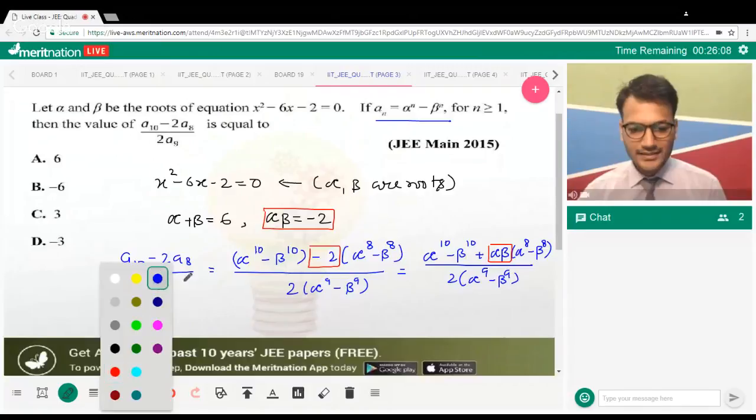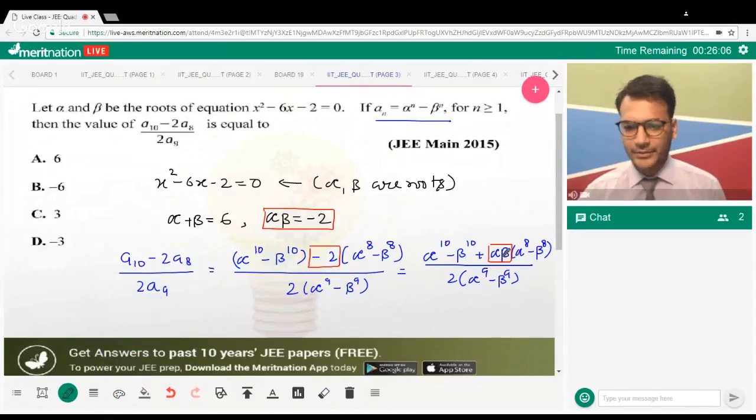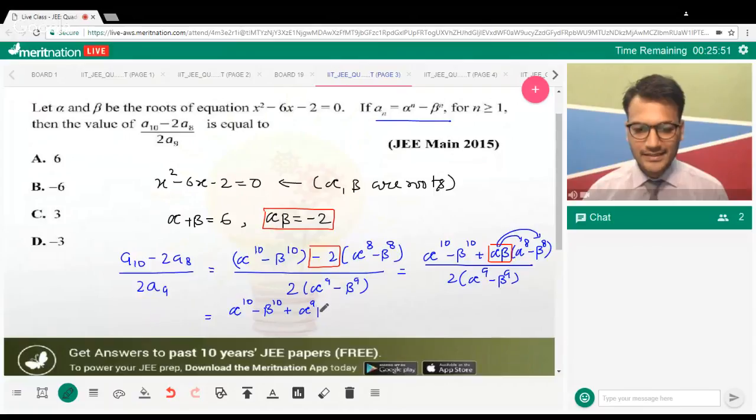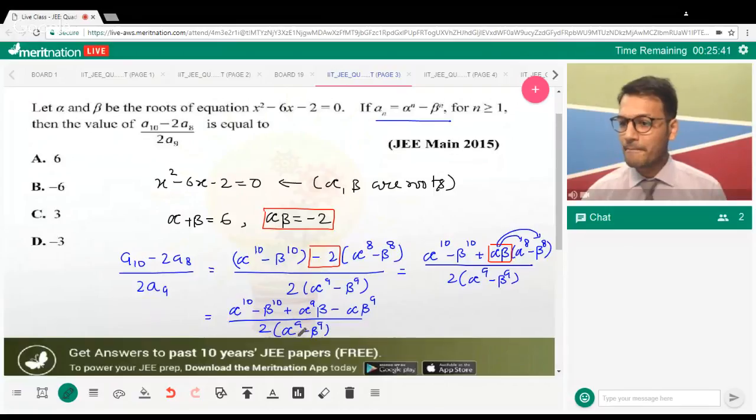So over here, this is something which all of us have probably determined. If I multiply it or open this up, this would turn out to be alpha to the power 10 minus beta to the power 10 plus alpha to the power 9 times beta. Just opened up the bracket, alpha times beta to the power 9, divided by twice of alpha to the power 9 minus beta to the power 9, right?